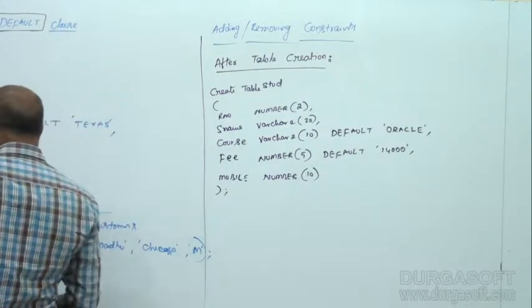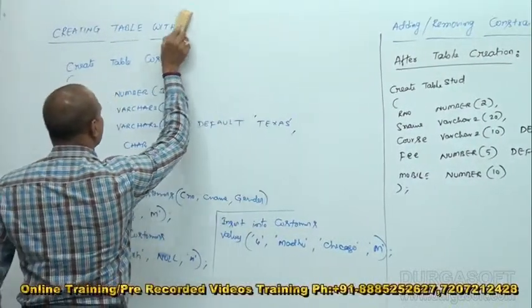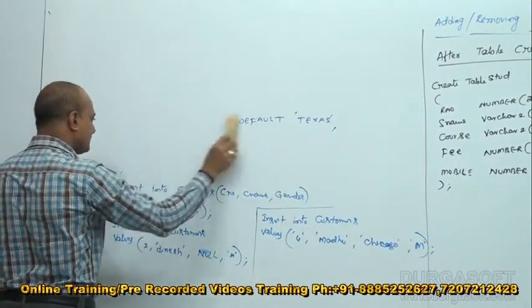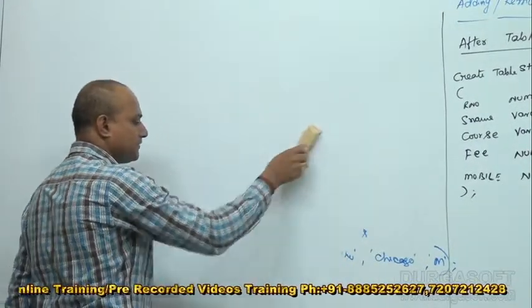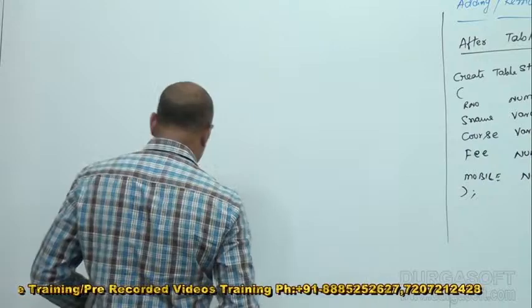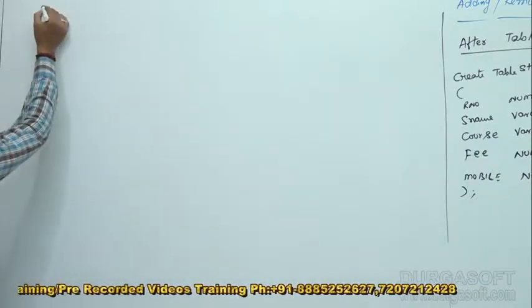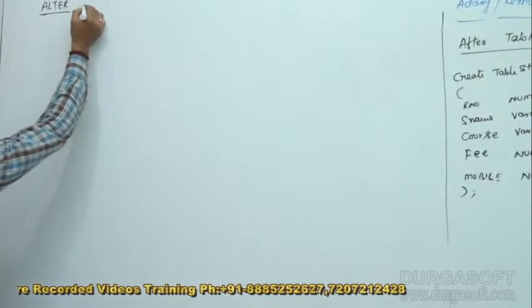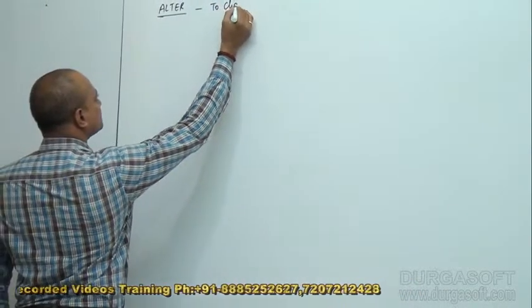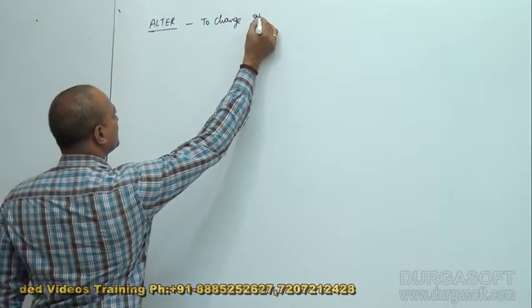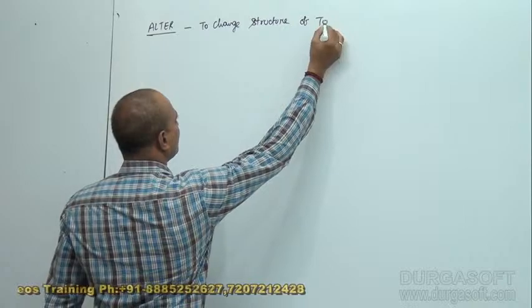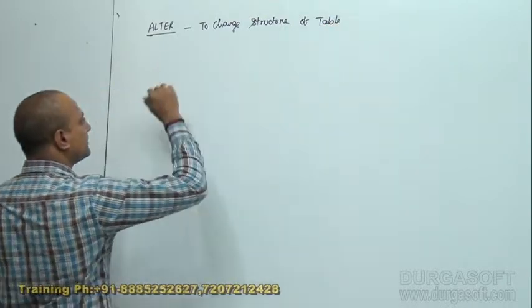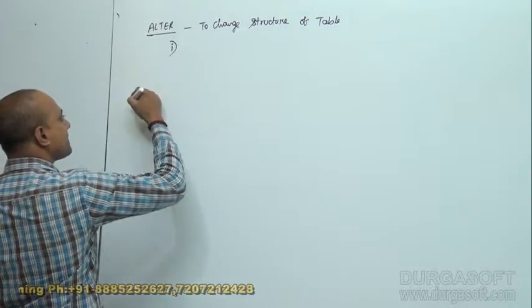Listen carefully. Already we have discussed the alter command. Again, we are coming back to the alter command. What is the use of the alter command? The alter command is used to modify the structure of the table. So simply we can say, to change the structure of the table. How can I change the structure of a table? See, by using these points.